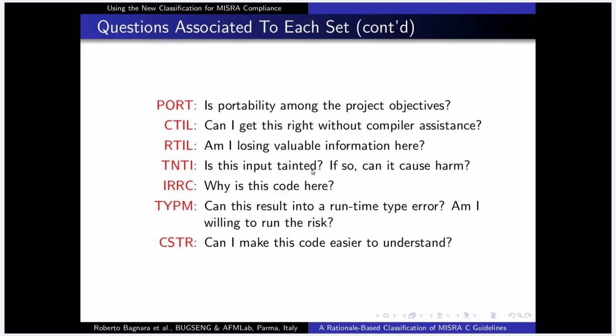Tainted input. Is this input tainted? If so, can it cause R? Irrelevant code. Why is this code here? Maybe it's a relic from the past. Maybe it is the result of an incomplete refactoring. Maybe it can also cause problems. Type misuse. Can this result into a runtime type error? Am I willing to run the risk? And code structuring. Can I make this code easier to understand? Okay, so this is how everybody can use this new classification as a quick reminder of what is the rationale of the guideline.